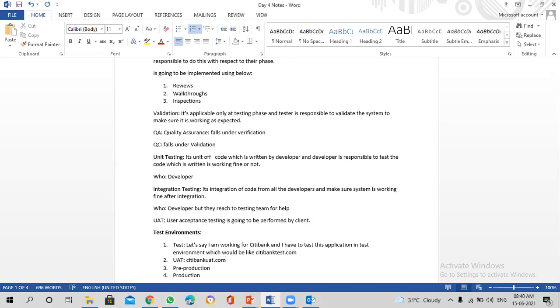Okay. So you need to look at the environment. By looking at the URL, you can easily understand where you are doing the testing. Okay. So you are doing the testing in which environment, you can identify it by looking at these URLs. Yeah.